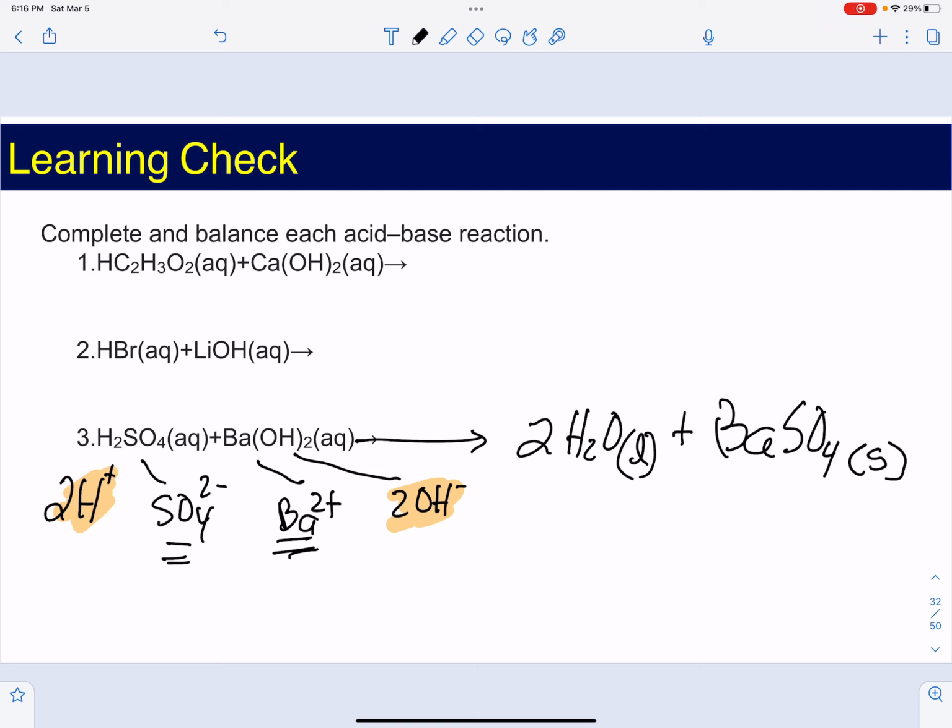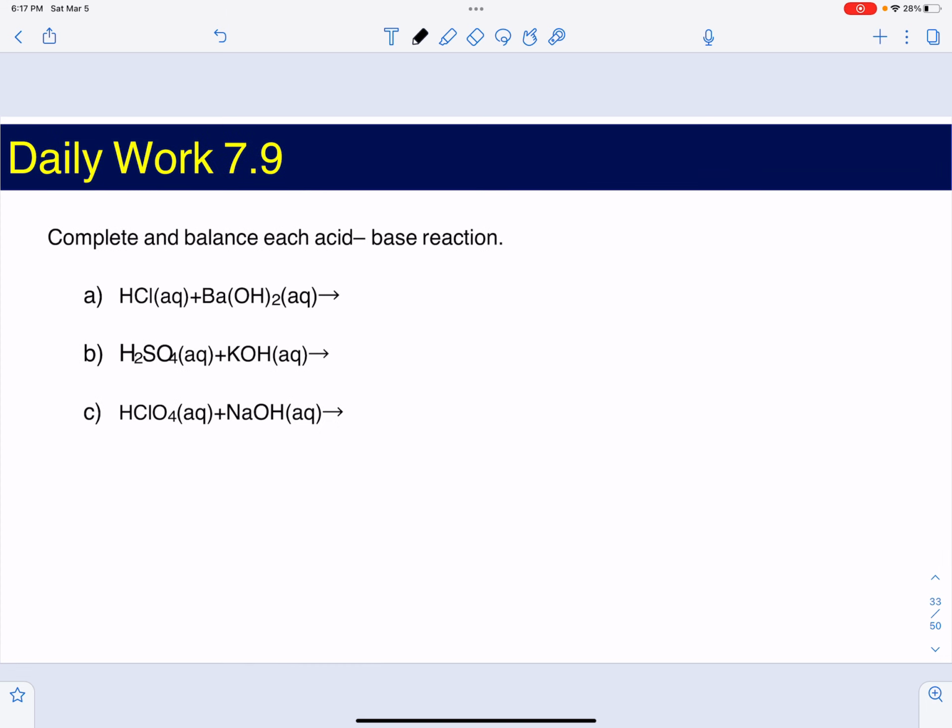Is it balanced? 2 hydrogens here, 2 hydrogens there, that's 4 hydrogens. 1 sulfate, 1 sulfate, 1 barium, and 2 oxygens, so 2 oxygens. All right, so basically what we did before with the swapping of the ions. The positive goes with the negative, and the negative with the positive. So now you're able to do those 3 on your own.